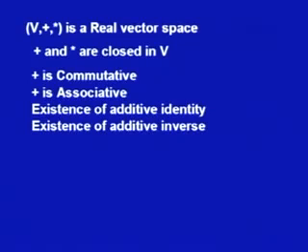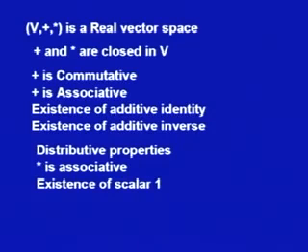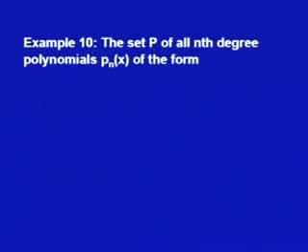in the set V. As far as the scalar multiplication star is concerned, it satisfies distributive properties with respect to vector addition, and star is also associative, and there exists a scalar 1. If all these properties are satisfied, then V plus star is a real vector space. We have discussed a number of examples in my earlier lecture. I will continue with a few more examples to fix up the ideas.